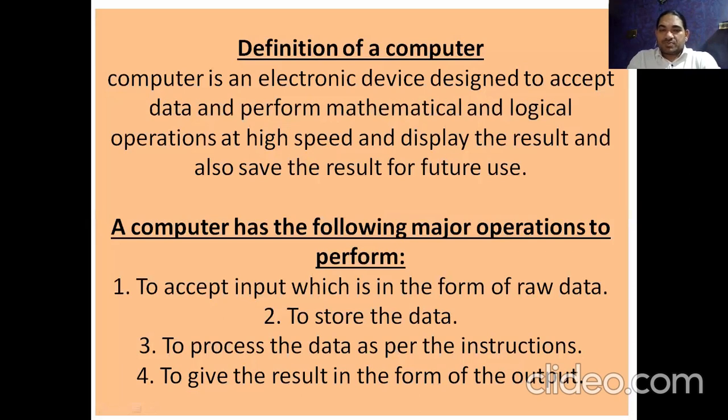Definition of computer. Computer is an electronic device designed to accept data and perform mathematical and logical operations at a high speed and display the results and also save the result for further use. So we can say that computer generally is an electronic device, made up of different small electronic gadgets, devices.